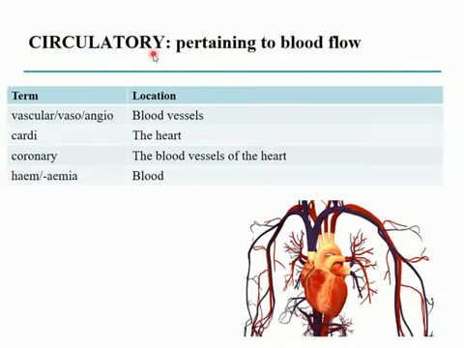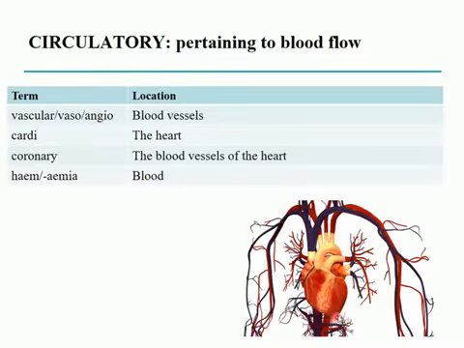Circulatory relates to blood flow. Vascular or vaso or even angio are blood vessels, so you might have had vascular surgery or a cerebrovascular incident, the medical term for a stroke. Viagra, the drug Viagra, is a vasodilator, which means it causes the blood vessels to dilate, particularly the blood vessels in the penis. Angio is also a word for blood vessel, as in angiogram.